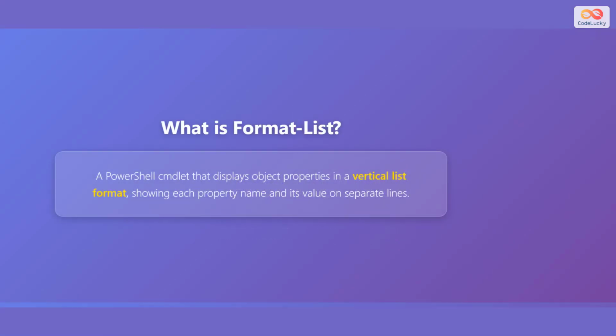Format-list is a PowerShell cmdlet that displays object properties in a vertical list format. Unlike table format, which shows data horizontally in columns, format-list shows each property name and its corresponding value on separate lines. This makes it incredibly easy to read when you're dealing with objects that have many properties or properties with long values. The vertical layout ensures nothing gets truncated or cut off.